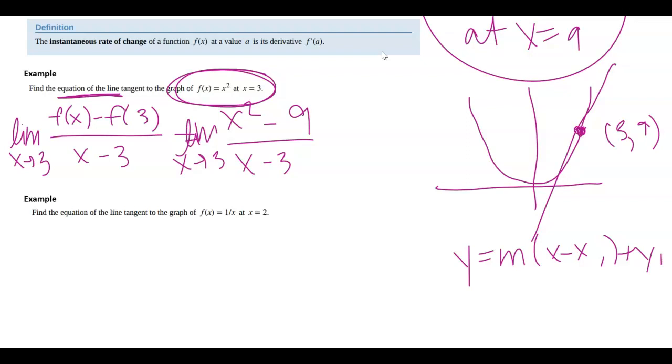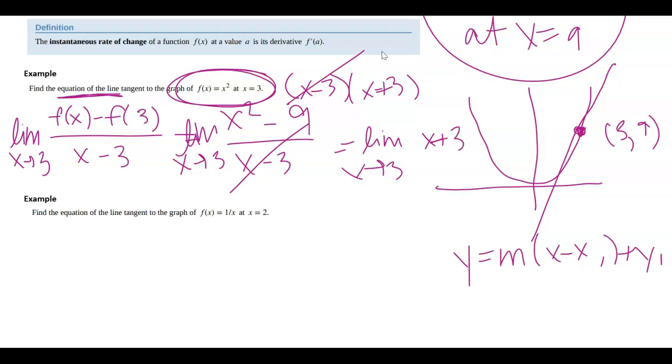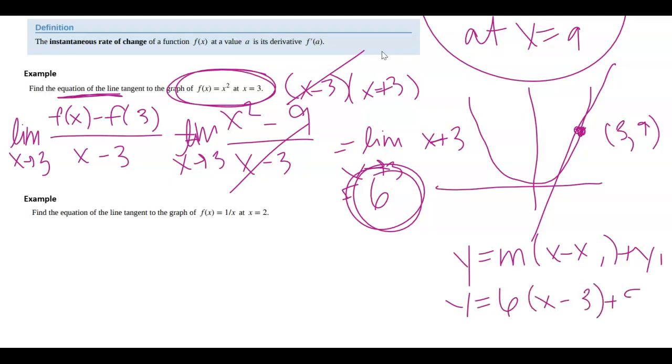And if I plug in 3 here, I get a problem with my domain, but x squared minus 9 does factor into (x minus 3)(x plus 3). And if you notice, that then cancels out what's causing the issue in the denominator. So this is going to be the limit as x goes to 3 of x plus 3. When I plug in 3, I get 6. So that's my m. So my y must be equal to 6 times (x minus 3) plus 9, and that is the equation of the line tangent to the graph of x squared at x equals 3.